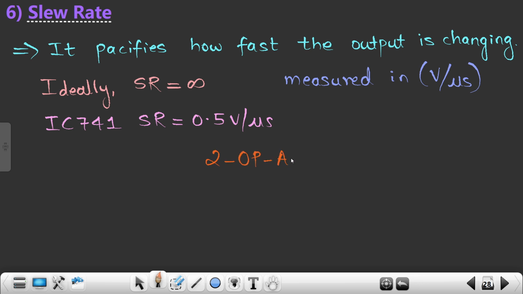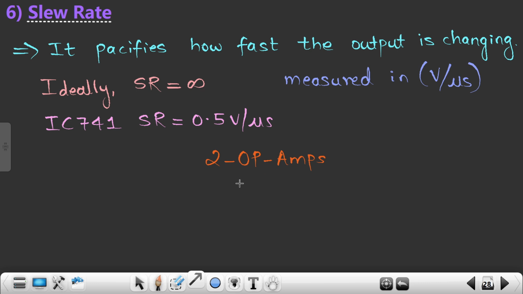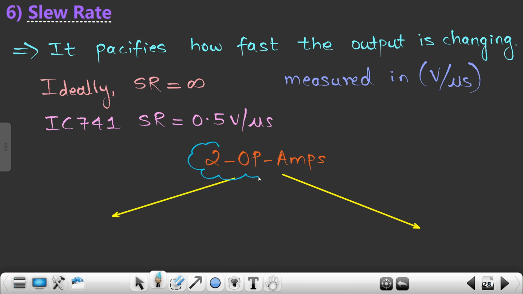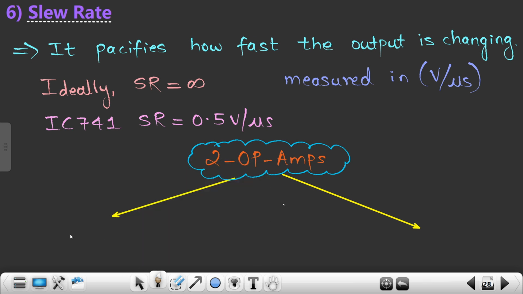The first op-amp has the slew rate of maybe 5 volts per microsecond, and the second op-amp has the slew rate of maybe 0.5 volts per microsecond. So let's assume that the first op-amp has the slew rate SR1, which is 5 volts per microsecond, and the second op-amp, SR2, has a slew rate of maybe 0.5 volts per microsecond.